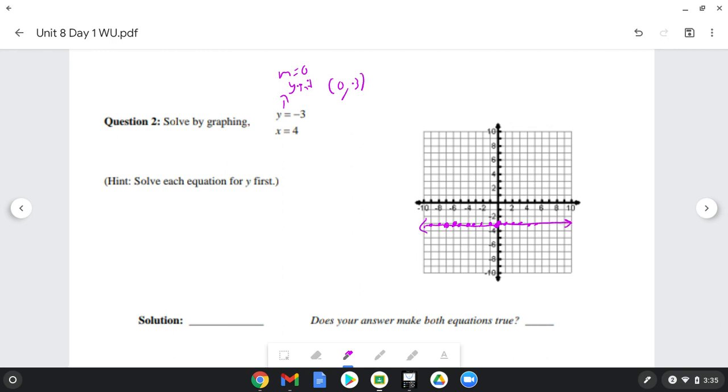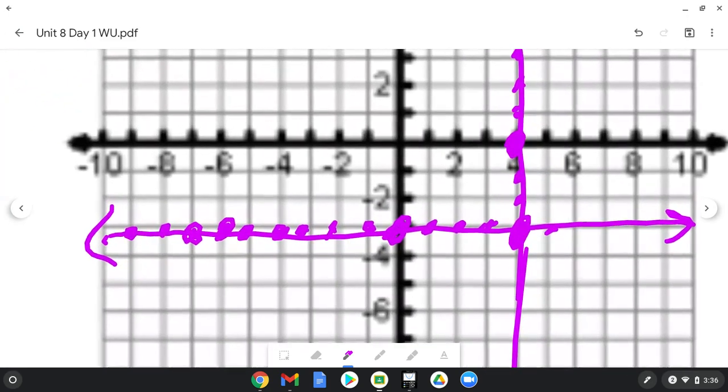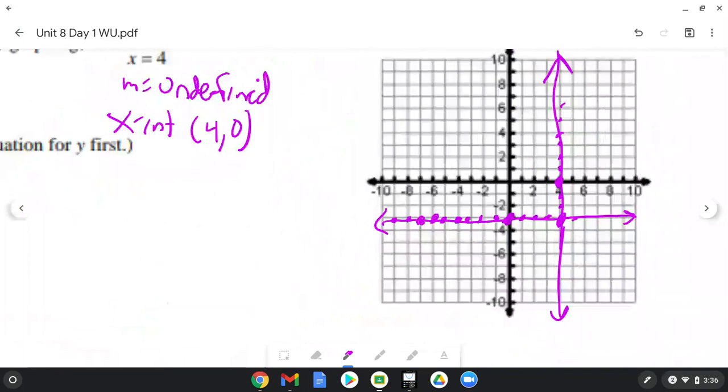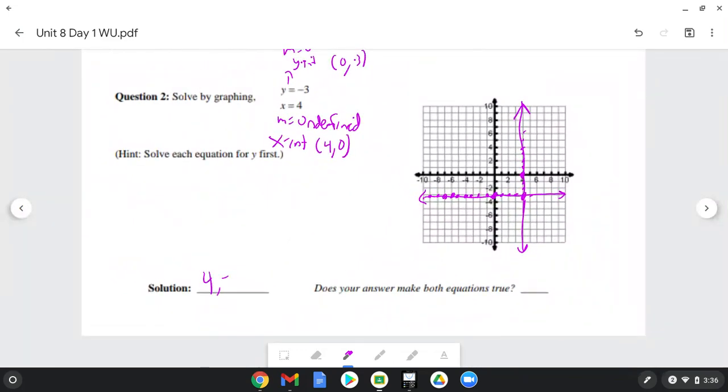The next one, x equals, I know that slope is undefined for vertical lines, and it doesn't have a y-intercept, it actually has an x-intercept of 4, 0. So I go to 4, 0, and I draw my points that go vertical because this line has an undefined slope, which means that it goes straight up and down. So it looks to me like it's right here. If I zoomed in, that'd be a 4, negative 3. So I believe that is the solution.